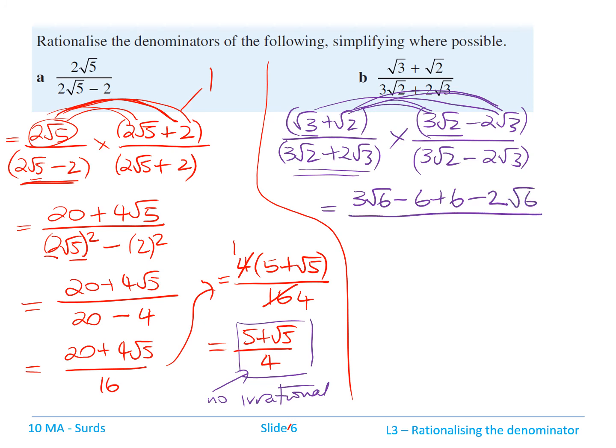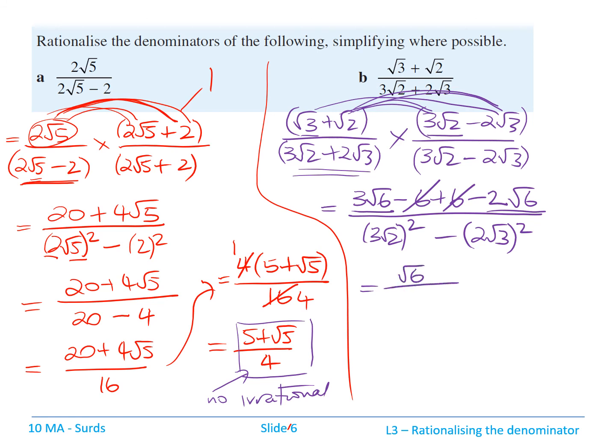On the bottom, we've got a difference of 2 squares. So we've got 3 root 2 squared minus 2 root 3 squared. Because it's a difference of 2 squares, we know we can just do that. Here, I've got minus 6 and plus 6. They're going to cancel each other out. I've got 3 root 6 minus 2 root 6, which is just root 6, 1 root 6.